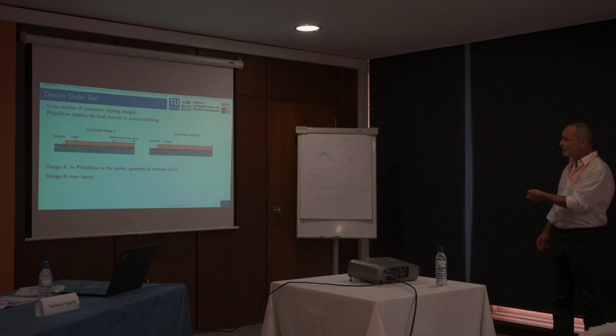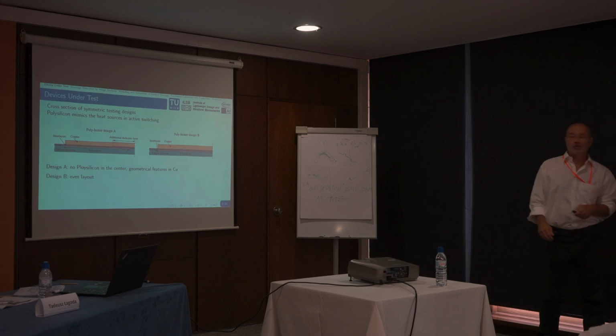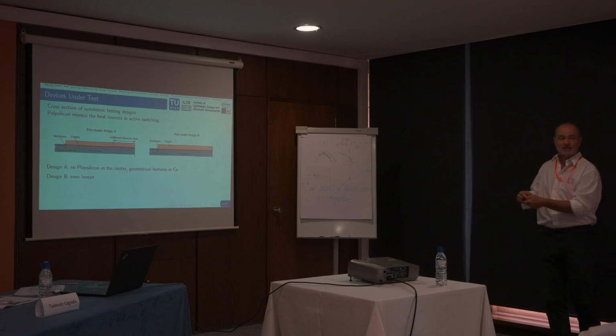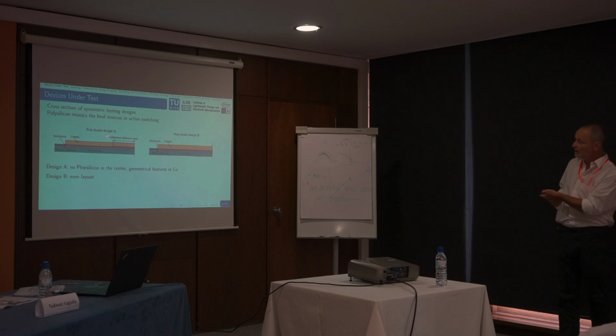So that's design B. Design A on the left-hand side is the same idea, but you see here that the polysilicon doesn't go until the center, and with an additional layer which causes a small step on this position. So we have geometrical features and inhomogeneous power distribution, so to speak, in design A.